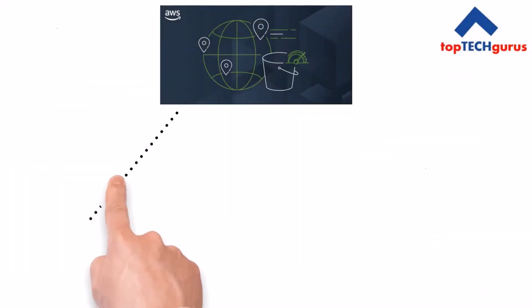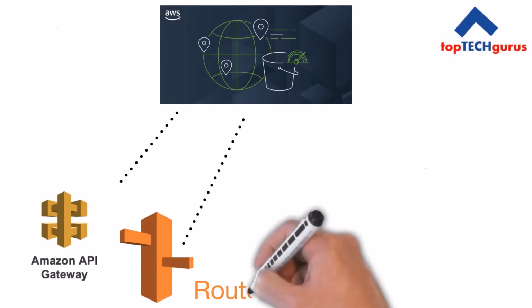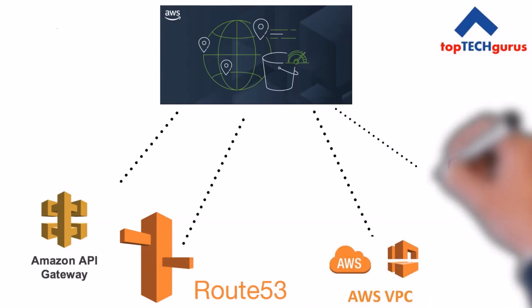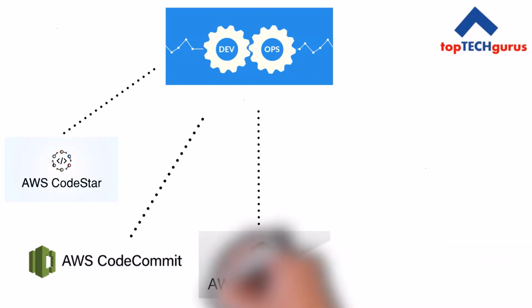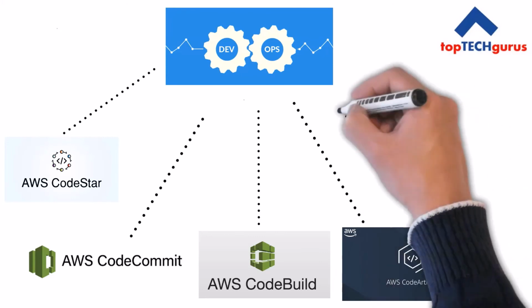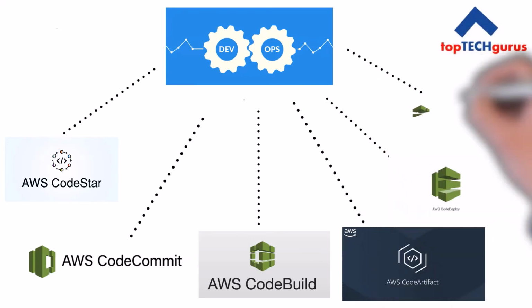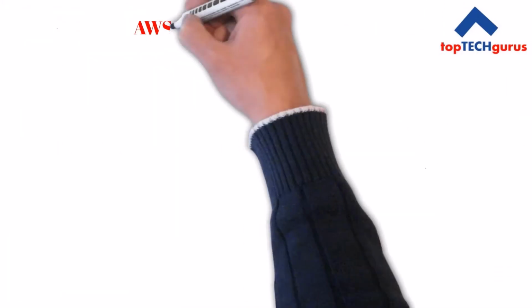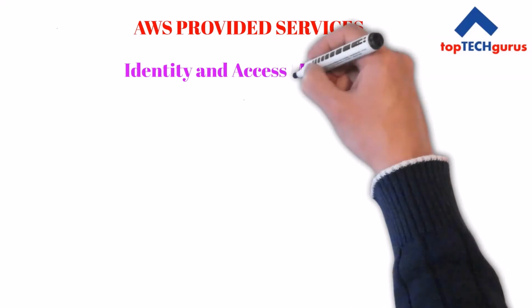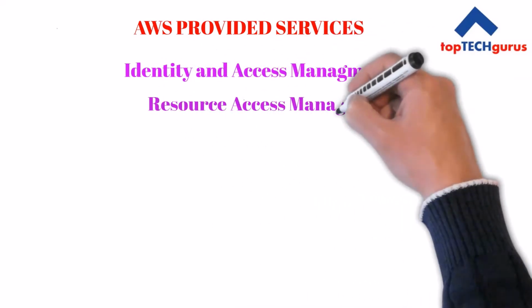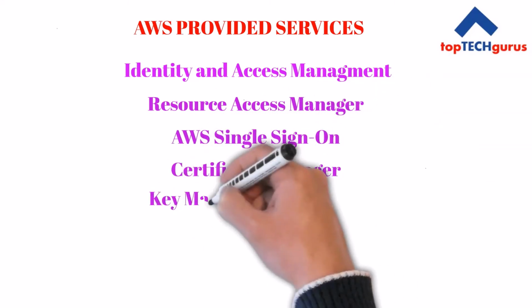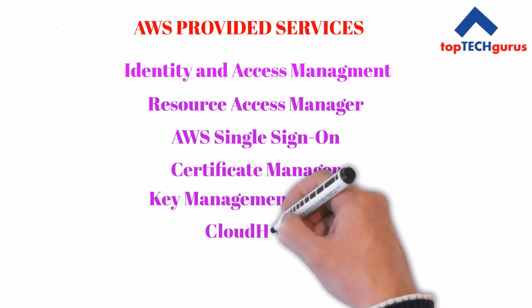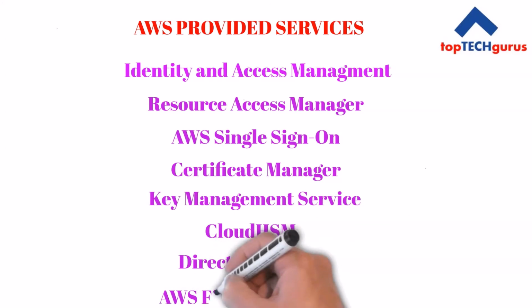Network and content delivery. Amazon API Gateway. Amazon Route 53. Amazon VPC. AWS VPN. For developer and DevOps toolchain services such as CodeStar, CodeCommit, CodeBuild, AWS CodeArtifact, AWS CodeDeploy, AWS CodePipeline. In security, identity, and compliance, AWS provides services such as Identity and Access Management, Resource Access Manager, AWS Single Sign-On, Certificate Manager, Key Management Service, CloudHSM, Directory Service, AWS Firewall Manager.